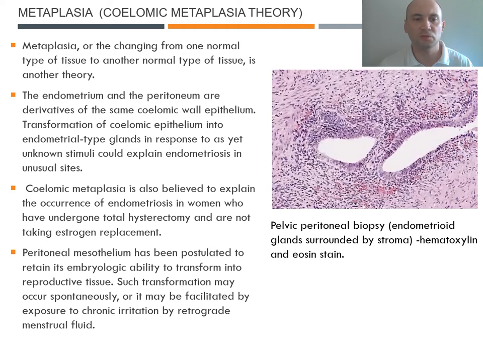Coelomic metaplasia is also believed to explain the occurrence of endometriosis in women who have undergone total gastrectomy and are not taking estrogen replacement. Peritoneal mesothelium has been postulated to retain its embryologic ability to transform into reproductive tissue. Such transformation may occur spontaneously or it may be facilitated by exposure to chronic irritation by retrograde menstruation fluid. This picture shows a pelvic peritoneal biopsy: endometrial glands surrounded by stroma in hematoxylin and eosin stain.